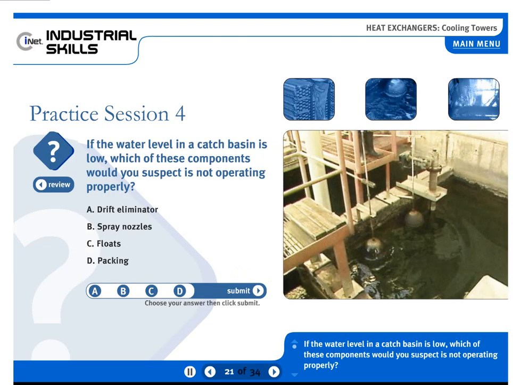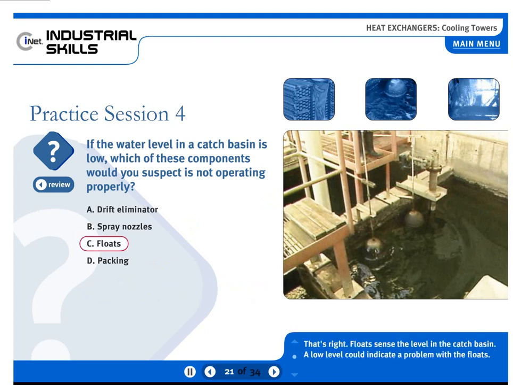If the water level in a catch basin is low, which of these components would you suspect? No. Remember, that's right. Floats sense the level in the catch basin. A low level could indicate a problem with the floats.